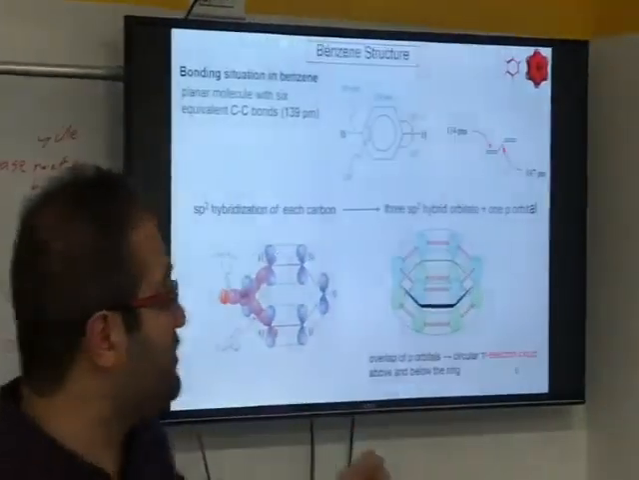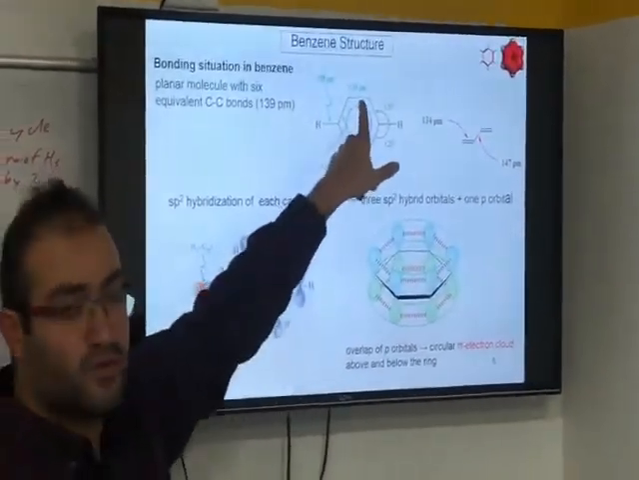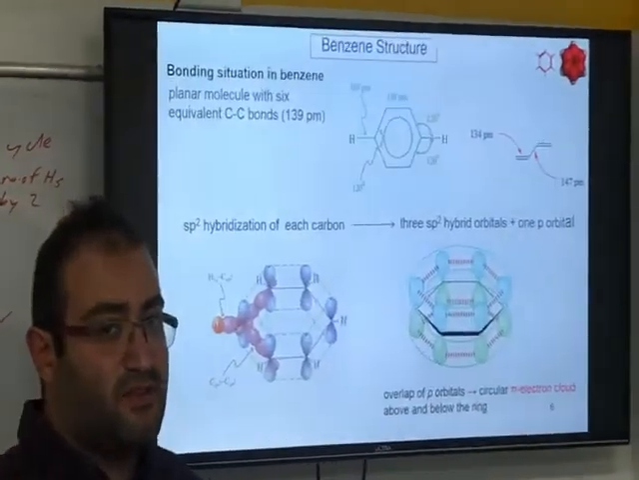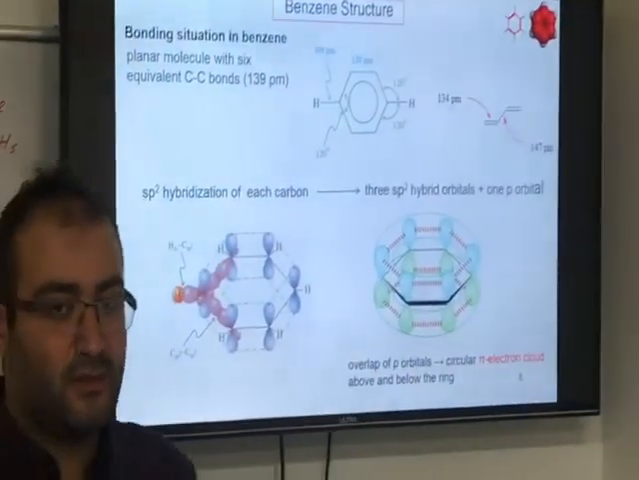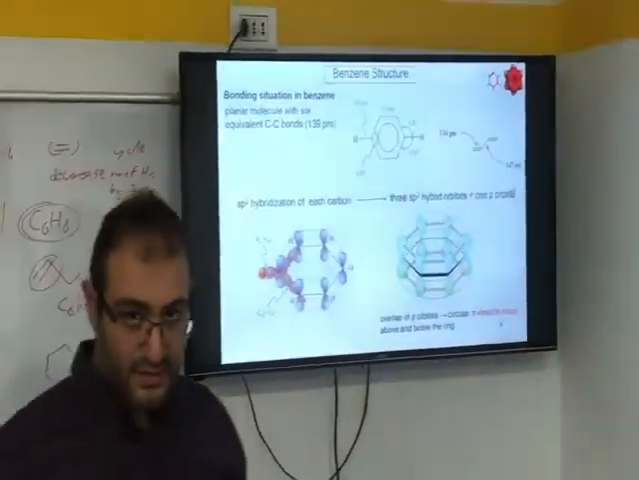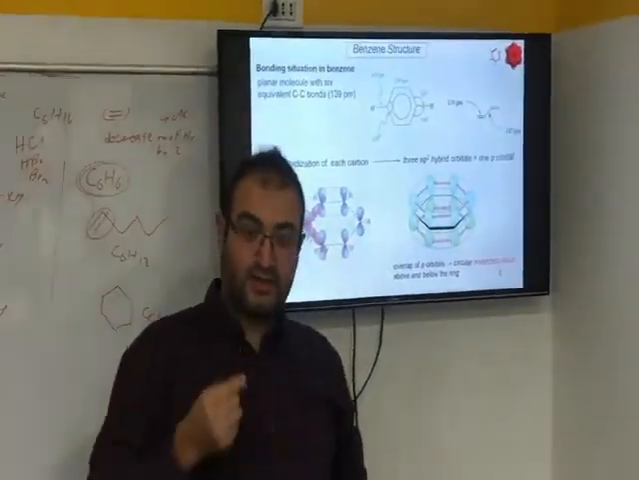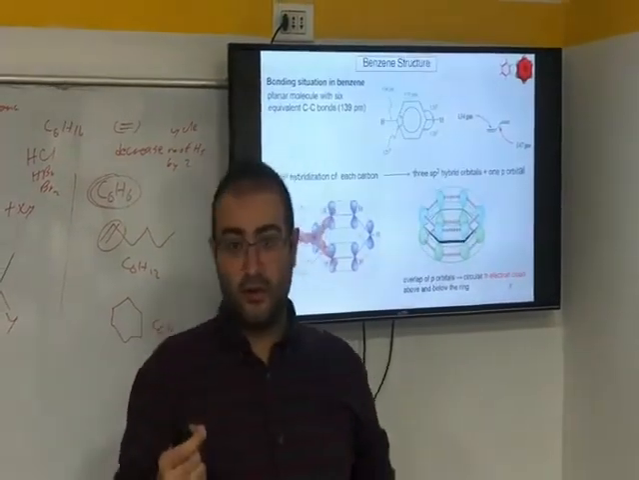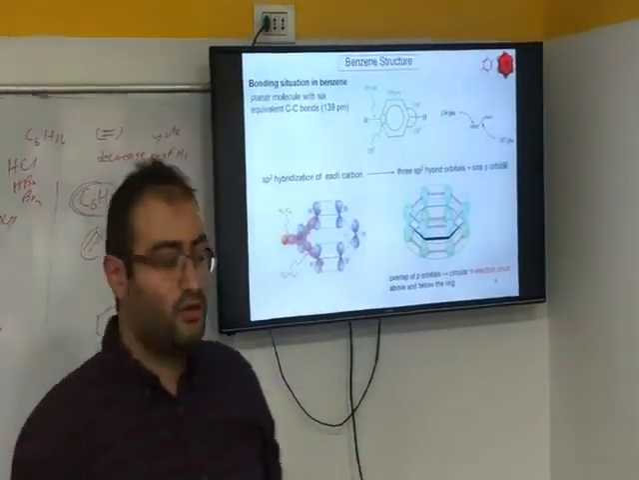So when they measured the bond length for the carbon-carbon bond of benzene, they found that it is 139 picometer, which means that it's something in between the single and the double. So this means that each carbon-carbon bond in benzene is not single all the time, and it's not double all the time, but it's something in between them.